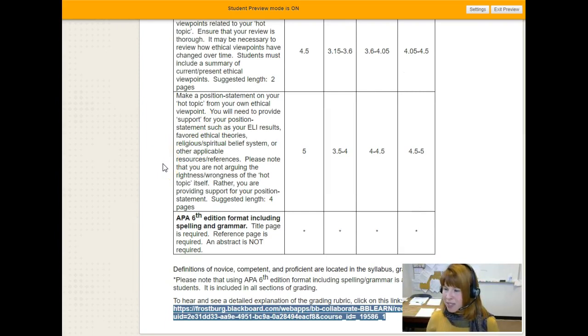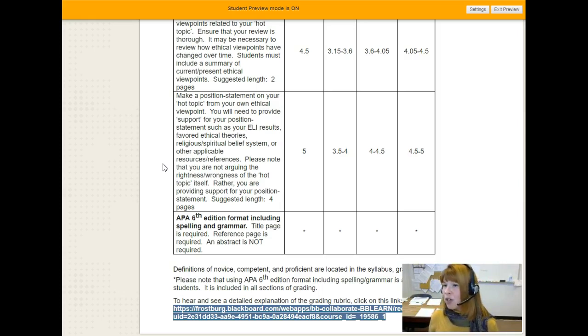And this is where some students tend to struggle. So let's go over this. Make a position statement on your ethical dilemma from your own ethical viewpoint. Then you'll need to provide support, in quotes, for your position. How are you going to support your viewpoint? Well, you can use your ethical lens inventory results, favored ethical theories or frameworks, religious, spiritual belief system, or other applicable resources or references, maybe the ANA Code of Ethics.